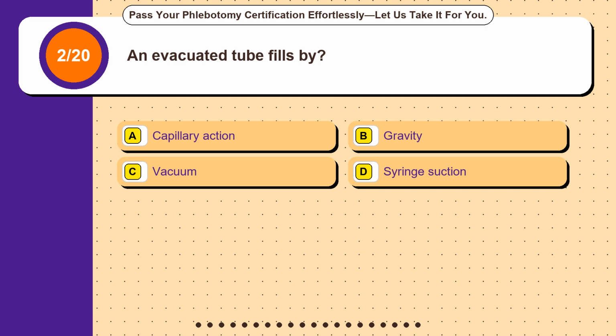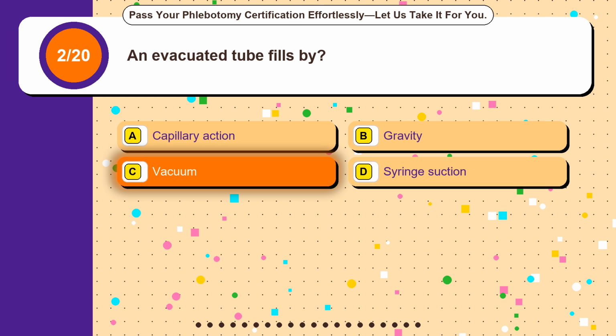Question 2. An evacuated tube fills by: Option A, capillary action. Option B, gravity. Option C, vacuum. Option D, syringe suction. The correct answer is option C, vacuum.